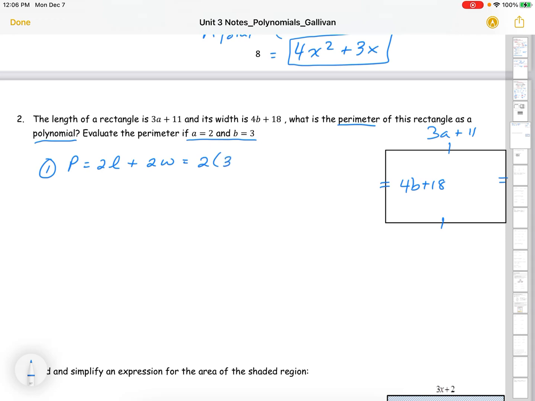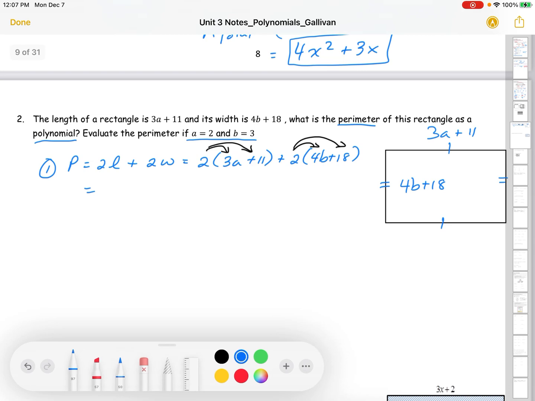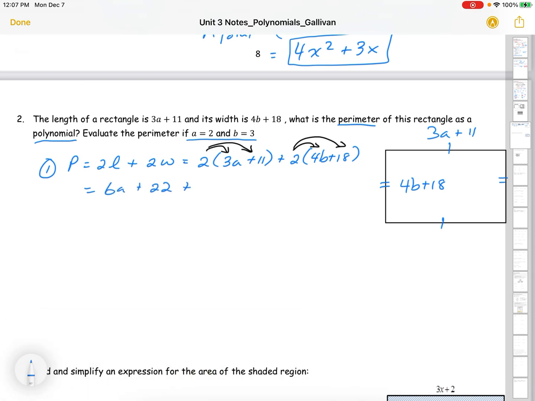2 lengths is 2 times 3a plus 11. 2 widths is 2 times 4b plus 18. With both of those, I'm going to have to distribute. So when I distribute, I'll get 6a plus 22 plus 8b plus 2 times 18 is 36. And then I'll combine my like terms. I'm also going to order these alphabetically. 22 plus 36 is 58.